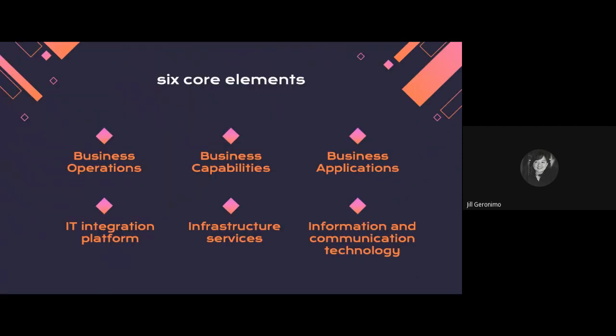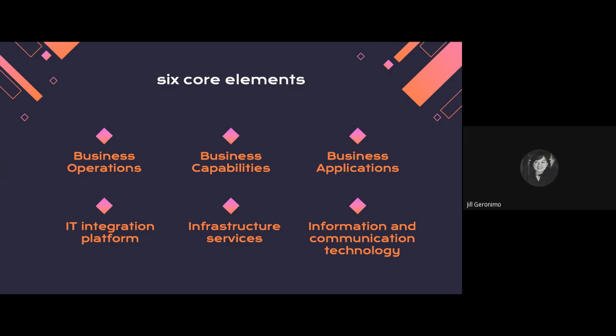For enterprise architecture, a framework consisting of six core elements was developed by McKinsey around 15 years ago. It's a reliable way for us to structure and communicate the complexity of architecture in large corporations. These are the six elements: business operations, business capabilities, business applications, IT integration platform, infrastructure services, and information and communication technology. A good way to understand the evolution of enterprise architecture is to consider how firms have traditionally regarded the six fundamental parts of enterprise architecture.